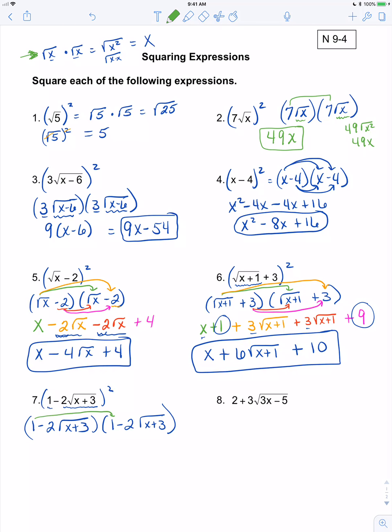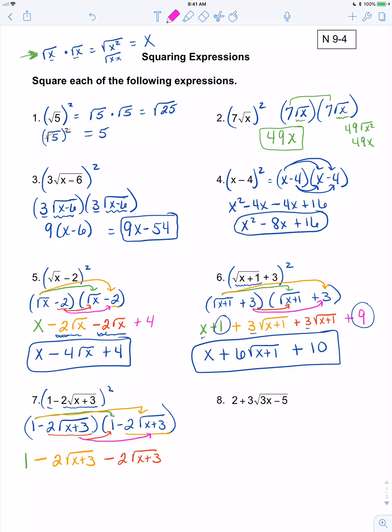All right, so 1 times 1, there's the easy part, 1. Then we've got 1 times this whole term, 2 square roots of x plus 3. Well, it's negative, so minus 2 square roots of x plus 3. Now we're going to take this term and multiply it by the 1. So it gives us another negative 2 square roots of x plus 3. Okay, here comes the hard one.